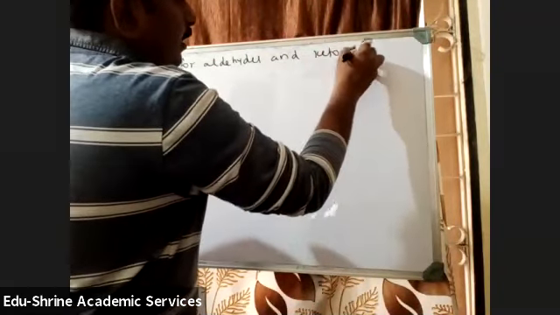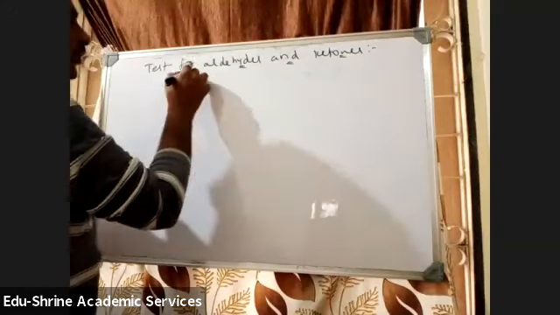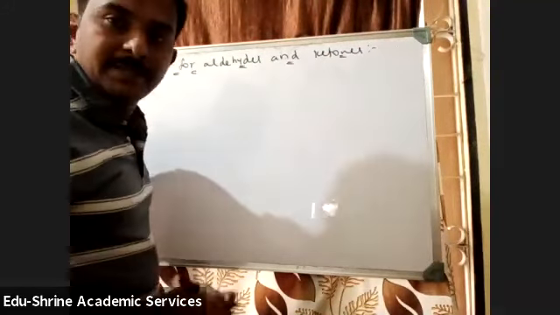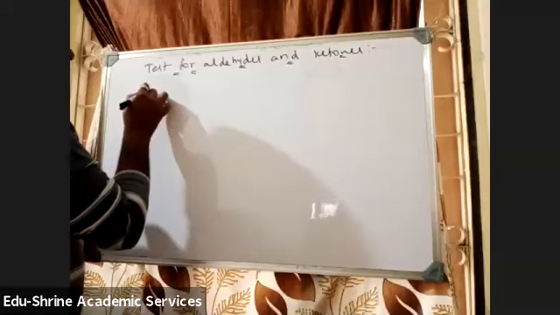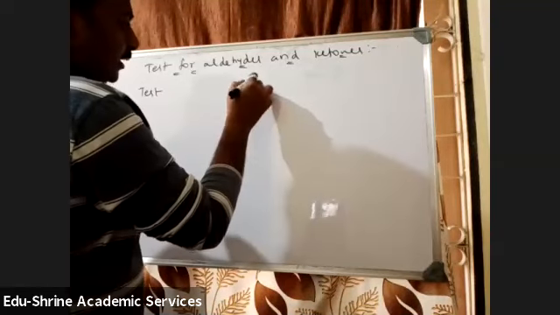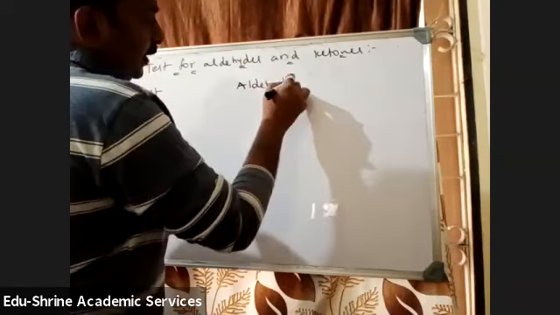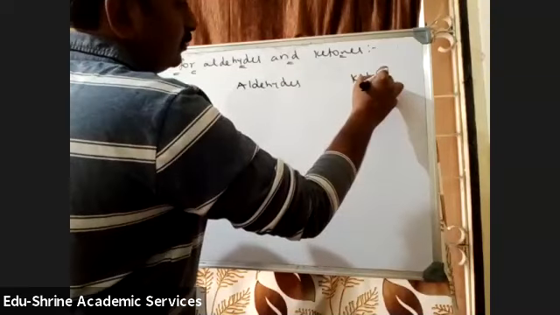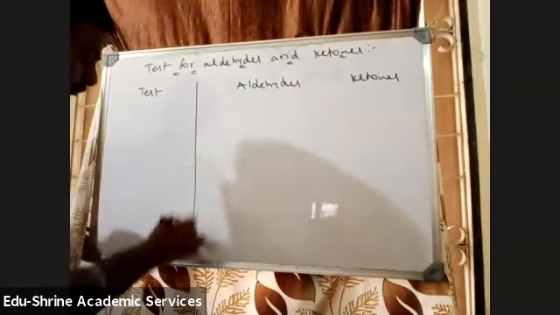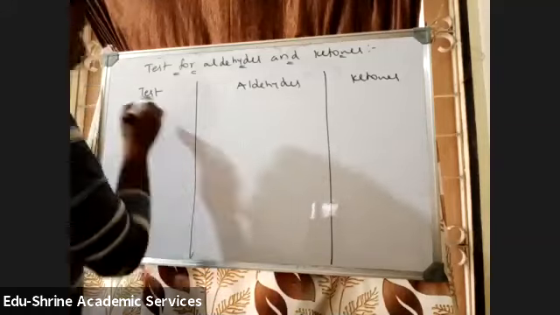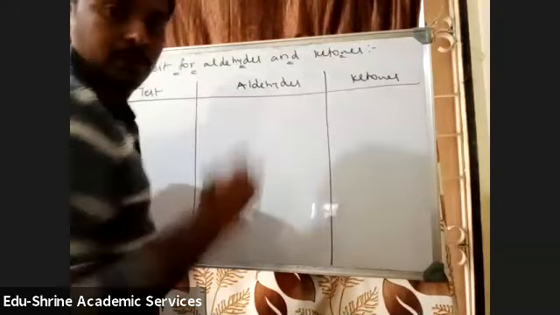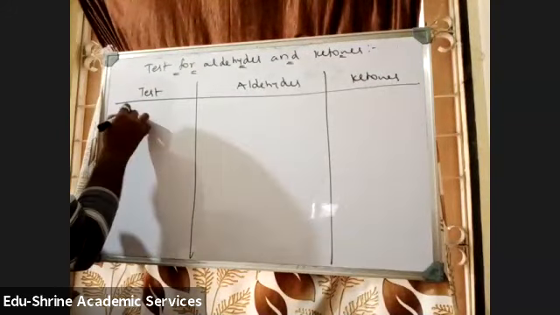So how can we differentiate aldehydes and ketones? Test. Let us write which aldehydes will be giving the test, and which will not give the test. So the first test is Tollens test.